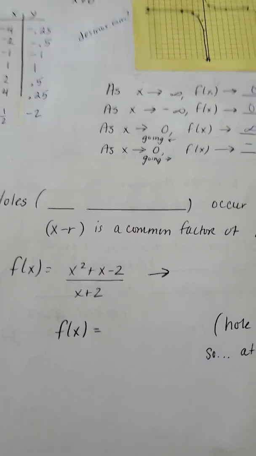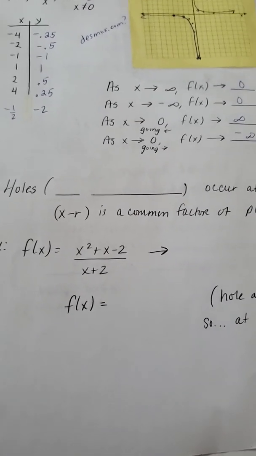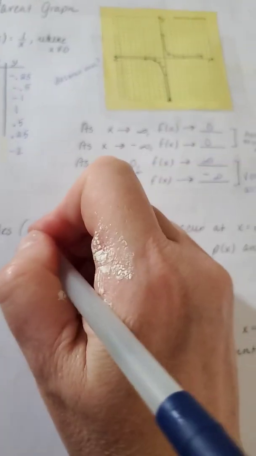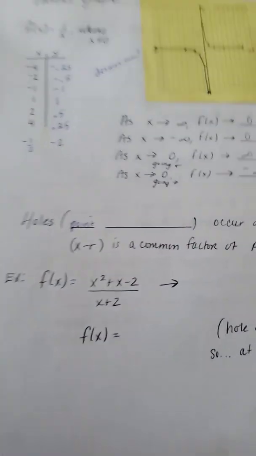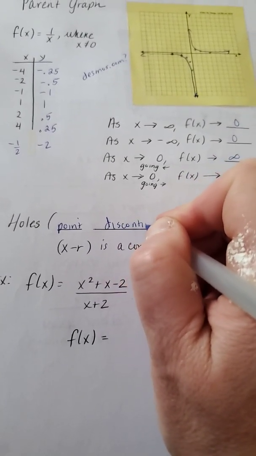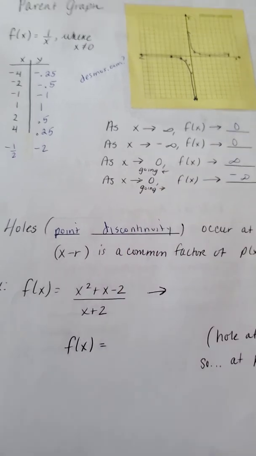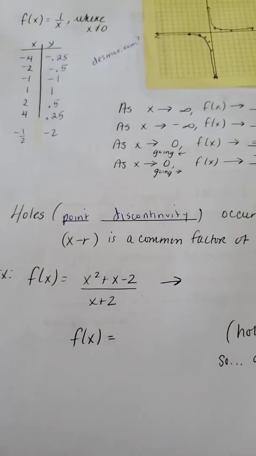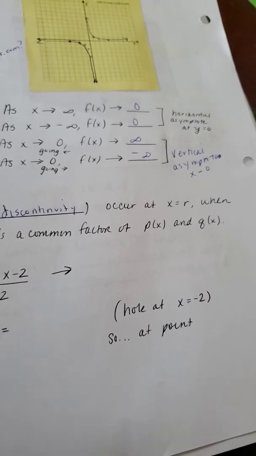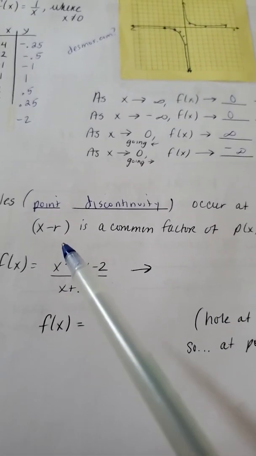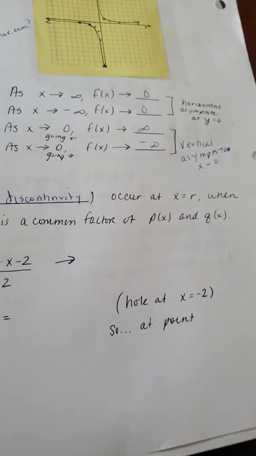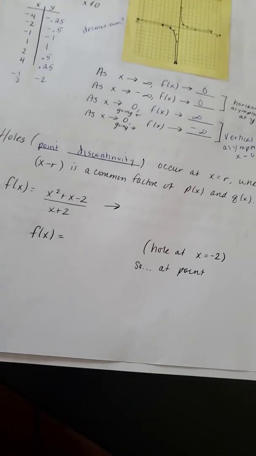And lastly, and then I'm going to end the video and I'll start a new one, I'm going to tell you a little bit about holes. Point discontinuity. It's really hard to write neatly while I'm holding my phone. Point discontinuity. Holes occur at x equals r when x minus r is a common factor of p of x and q of x. So just write that down or think about that.